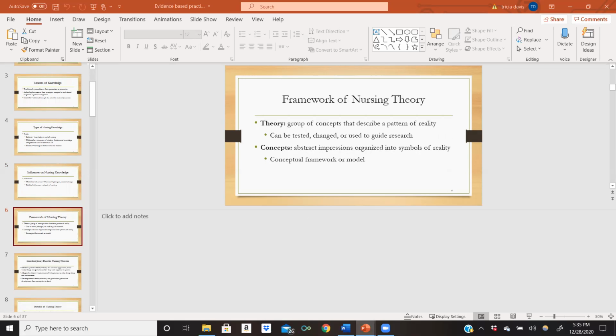All right, so framework of nursing theory. A theory is a group of concepts that describe a pattern of reality. You can test them, change them, and use them to help guide your research on a particular topic. Then you have concepts, which are abstract impressions organized into symbols of reality. A group of concepts that follows an understandable pattern makes up a conceptual framework or model. And we're going to talk more about these.